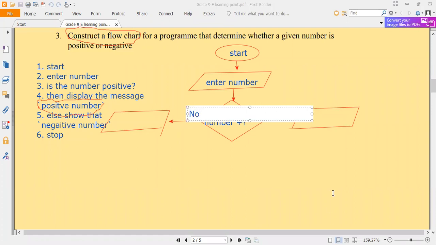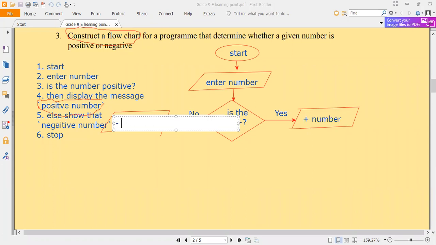And once we do this, we need to enter the message inside. We say positive number because that's what they said. And if it's not, we still have to enter on this side that the number is negative. So you say negative number.